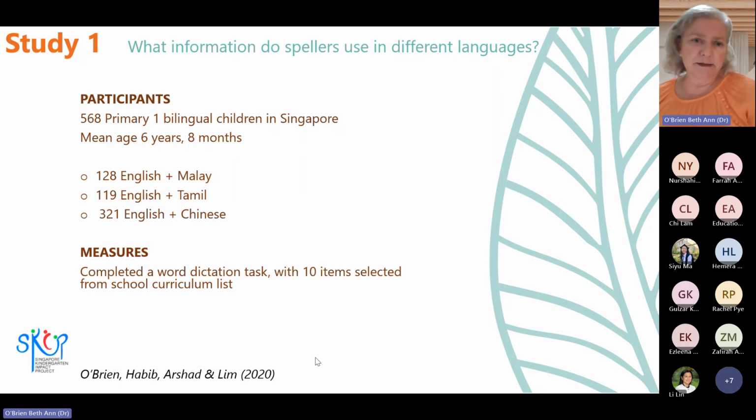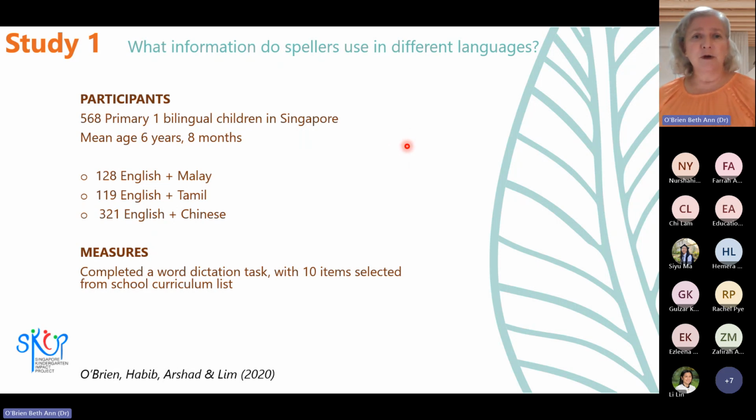Okay, so now I'll just go through a couple of studies, an earlier study that we did where we applied this spelling error coding scheme to children who were asked to do a spelling task. And so this took place in Singapore, and this was working with a set of children in primary grade 1, so they're about 6 years old.